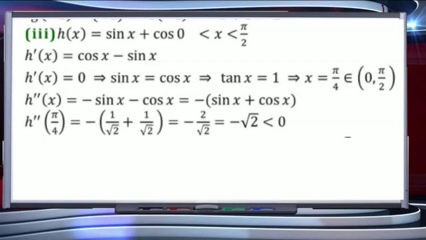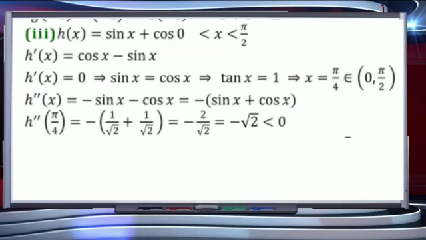Next, the third part is the function h of x given by sin x plus cos x, where x lies between 0 and pi by 2. First we will find the first order derivative. The derivative of sin x is cos x and the derivative of cos x is minus sin x. Next we put the derivative equal to 0. We get sin x equal to cos x, which implies tan x is 1. When tan x is 1, x equals pi by 4. Clearly this pi by 4 belongs to our interval, that is 0 to pi by 2.